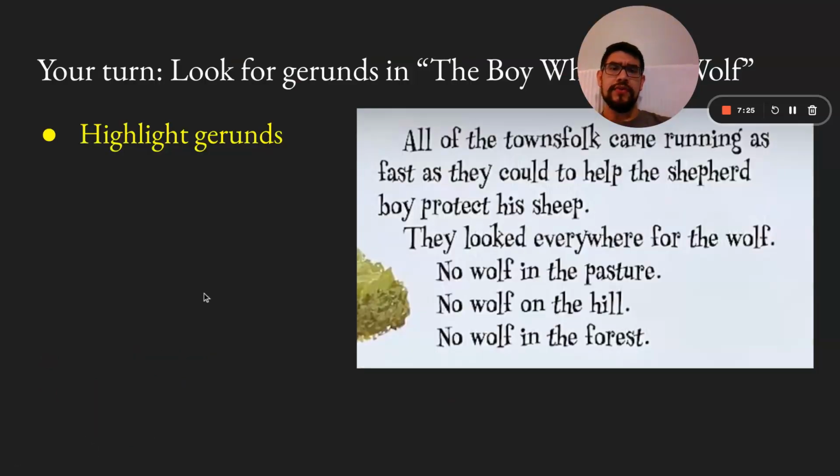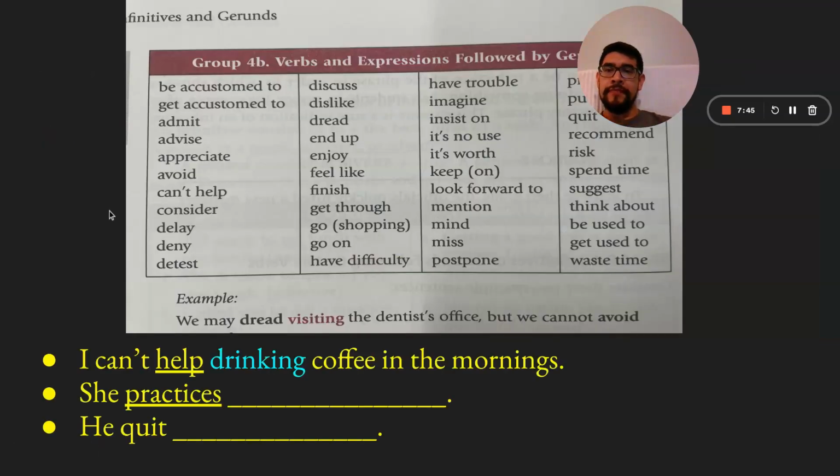All the townsfolk came running as fast as they could to help the shepherd boy protect the sheep. They looked everywhere for the wolf. No wolf in the pasture, no wolf on the hill, no wolf in the forest. So in the first sentence, first line, all the townsfolk came running. We have our first gerund. You would do the same in your copy.